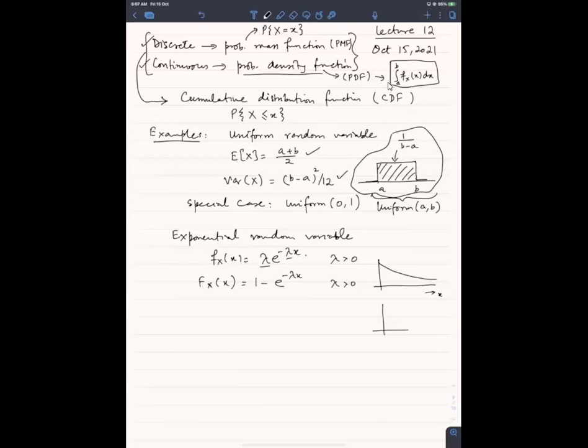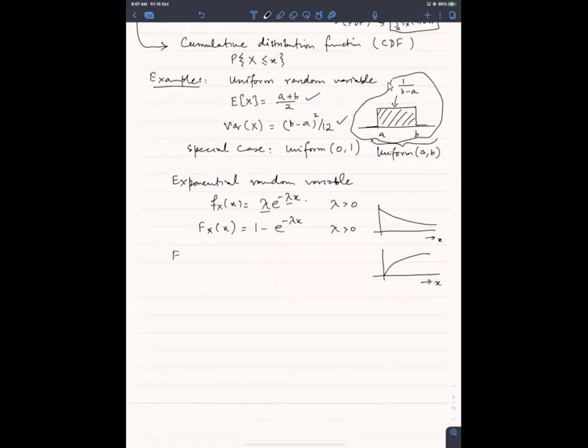And the CDF looks like the following. This is the shape of it. And we found the expected value of the exponential random variable as 1 over lambda. Its expected value was 1 over lambda. And the variance for the exponential random variable was 1 over lambda squared. So uniform and then exponential.